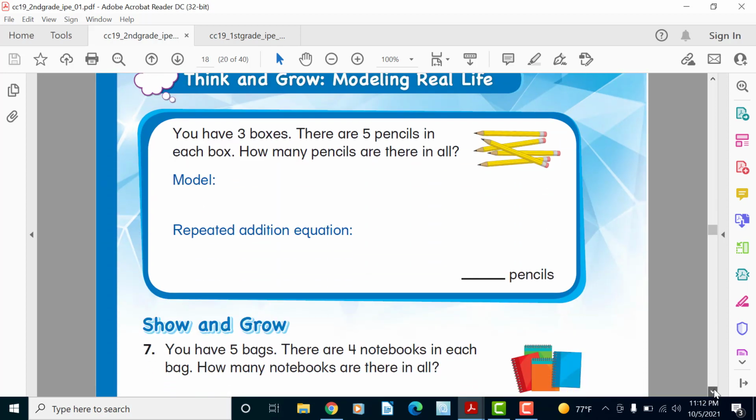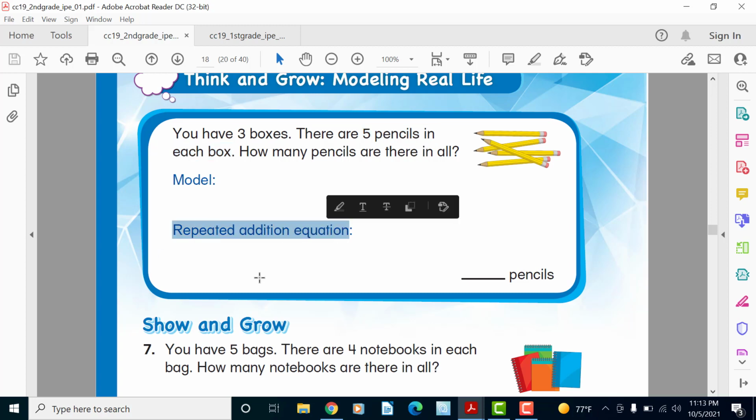All right, last page. You have 3 boxes. Draw them. We need to make models for this kind of thing. Draw 3 boxes. There are 5 pencils in each box. So there are not 5 pencils in all. Each box has 5 pencils. So first box, 1, 2, 3, 4, 5. Next box, 1, 2, 3, 4, 5. Next box, 1, 2, 3, 4, 5.